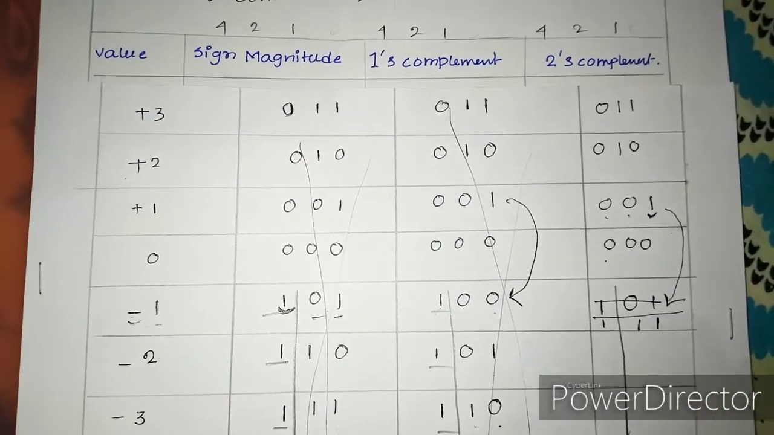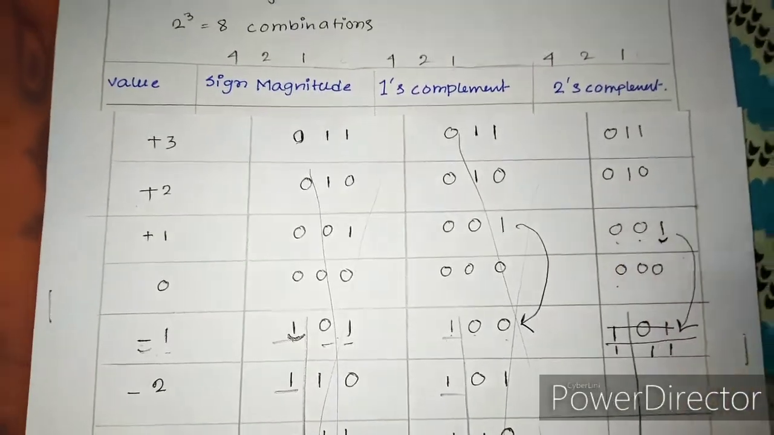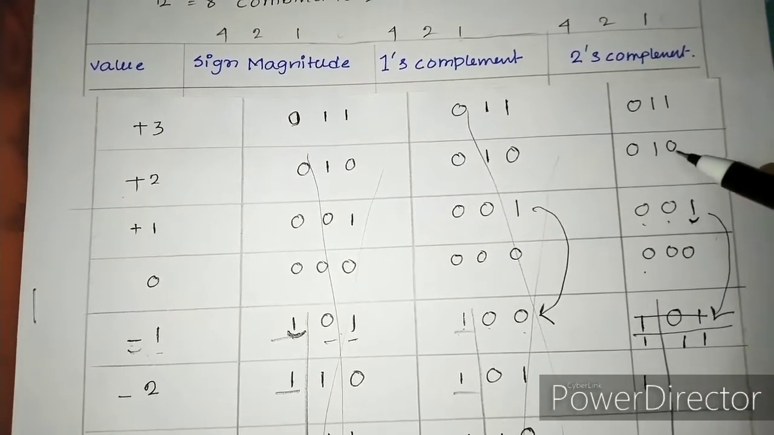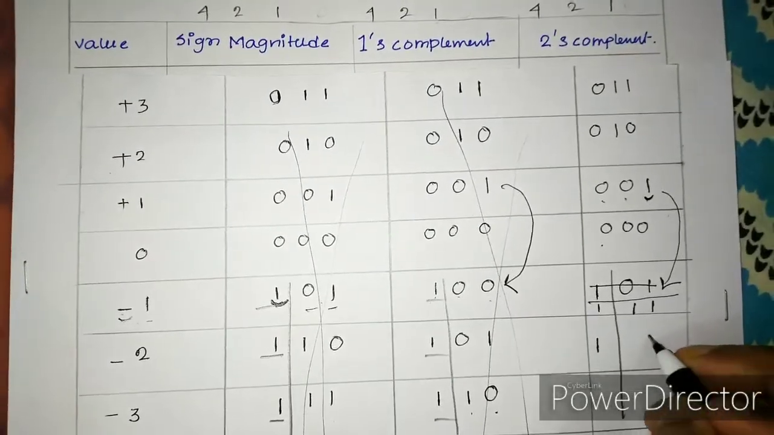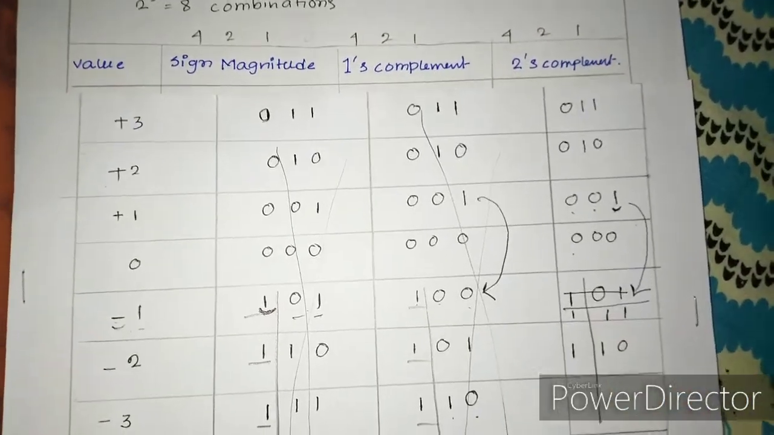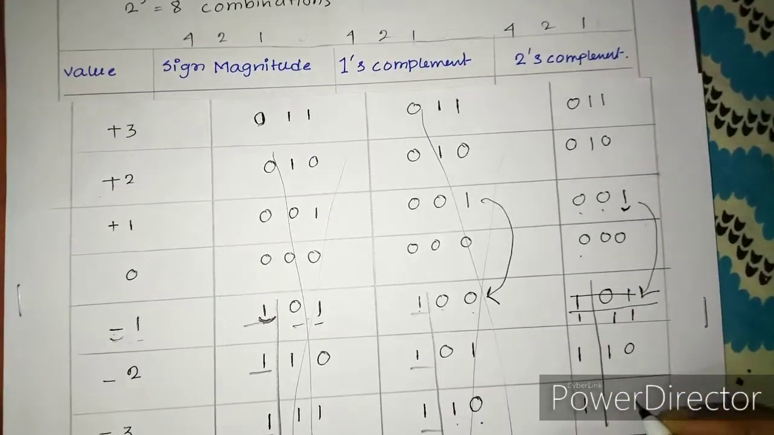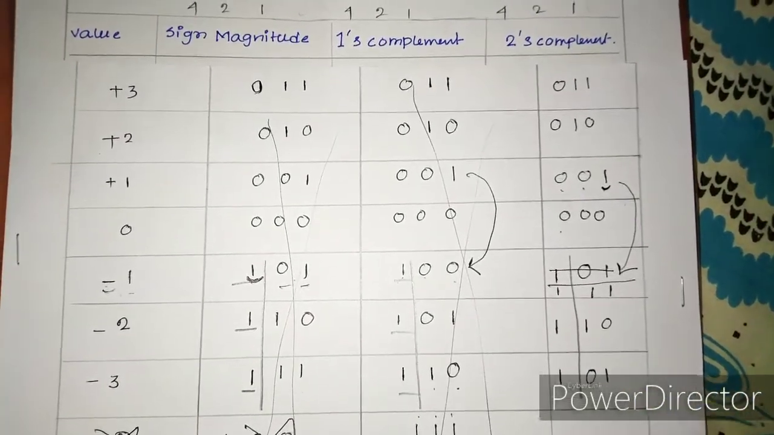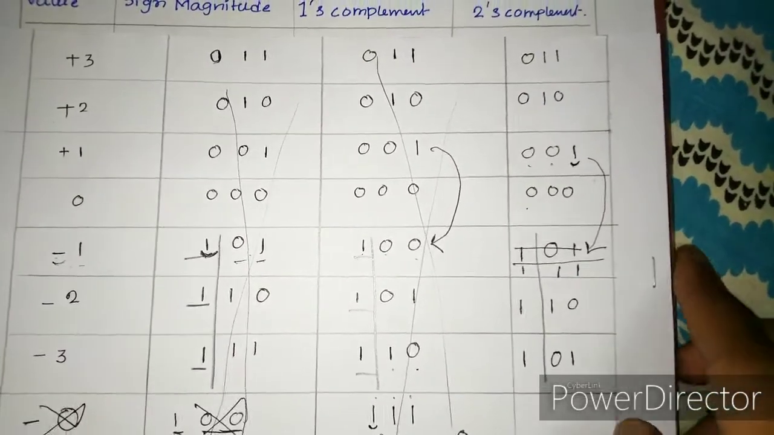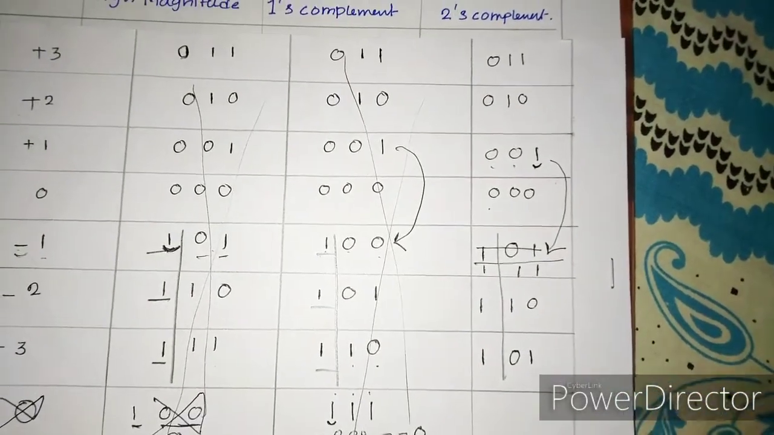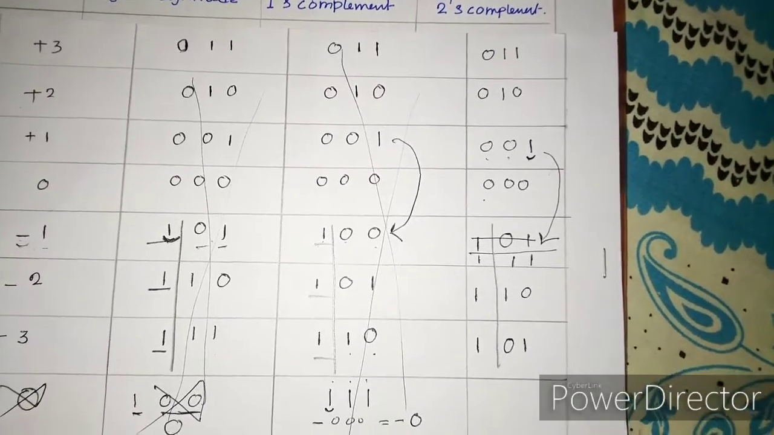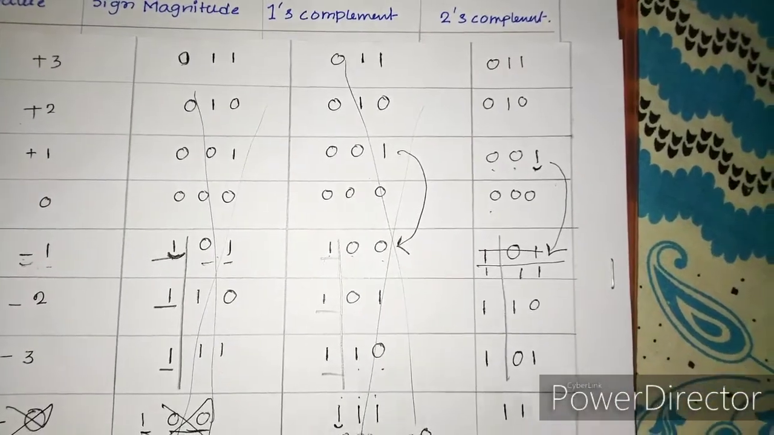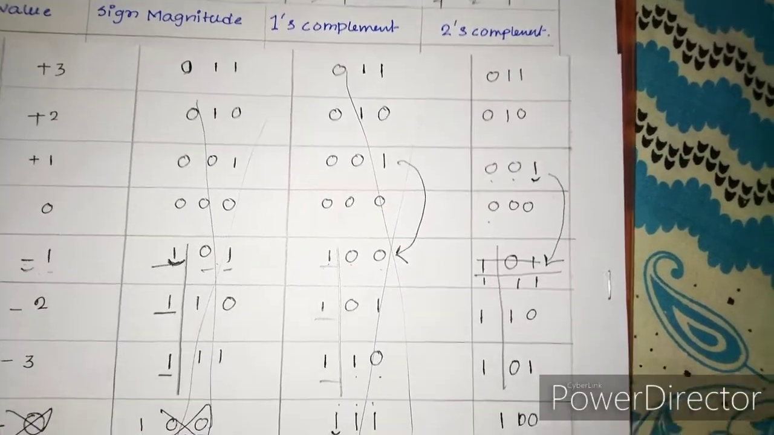Okay, now let us do minus 2. For minus there is 1, and for 2 we have 0 1 0 here, so it will be 0 1 1. Okay, now minus 3, it will be 1 and 1 0. So we can say that here are also 7 combinations. The remaining combination is 1 0 0.